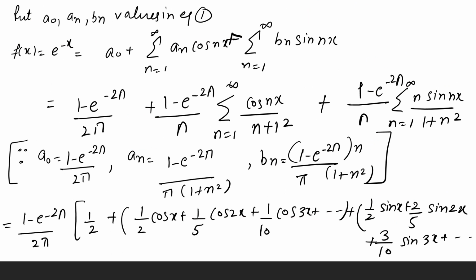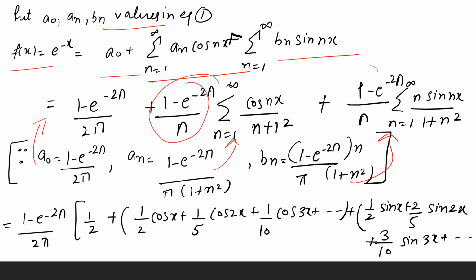Now we will put the a0, a_n, b_n values in equation 1. What was equation 1? That is f(x) = e^(-x) = a0/2 + summation n = 1 to infinity a_n cos nx + summation n = 1 to infinity b_n sin nx. We will put the a0 value, a_n value and b_n value here. Those terms which do not contain n, we keep aside from the summation. And when we put n from 1 to infinity in the cos nx summation, we will get this series, and when we put n from 1 to infinity in the sin nx summation, we will get this series.